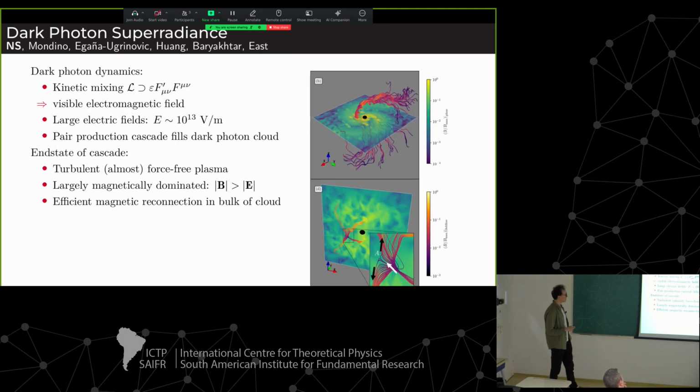Okay, and so the end state of this pair production cascade is a turbulent pair plasma. Here on the right-hand side, I'm showing you a snapshot of this turbulent plasma state. At the center you have the black hole, and the plane is showing you the magnetic field strength in that plane, and these field lines are representative field lines that thread the plasma. The fact that it's turbulent is shown qualitatively here because the lines are squiggly.